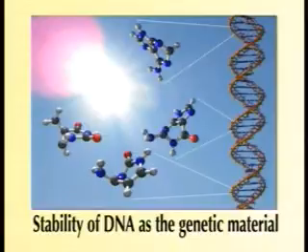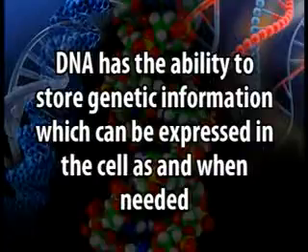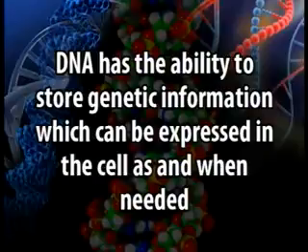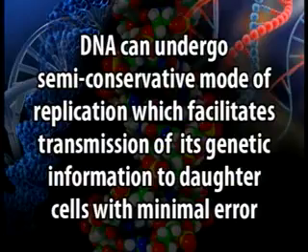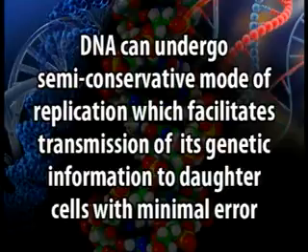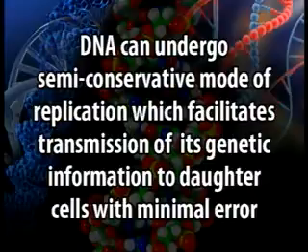Over the years, as the physical and biochemical properties of genetic material became more and more clear, a suite of characteristics of DNA was found to make it a perfect genetic material. Most important of these is that DNA has the ability to store genetic information, which can be expressed in the cell as and when needed. A very important characteristic. The second important thing is that DNA can undergo a special mode of replication, what we call the semi-conservative mode of replication, which facilitates transmission of its genetic information to daughter cells with minimal possible error.